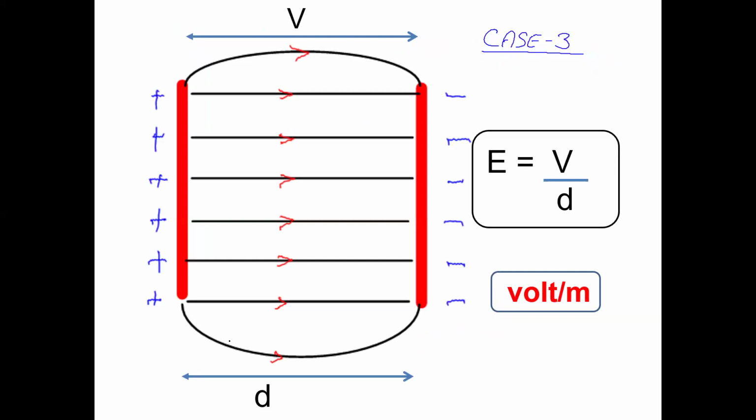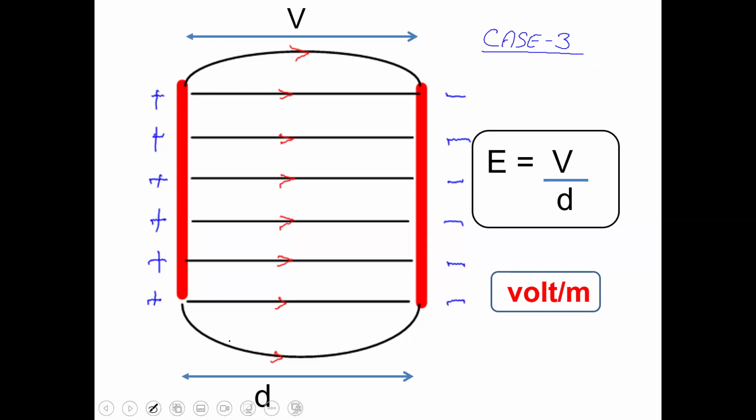Electric field strength. You have to copy this graph. Now look at our case number 3. Now in the case number 3, we have again two parallel plates. The formula E is equal to V upon D. What is V? V is the voltage across the plates. And what is small d? D is the separation between the plates.